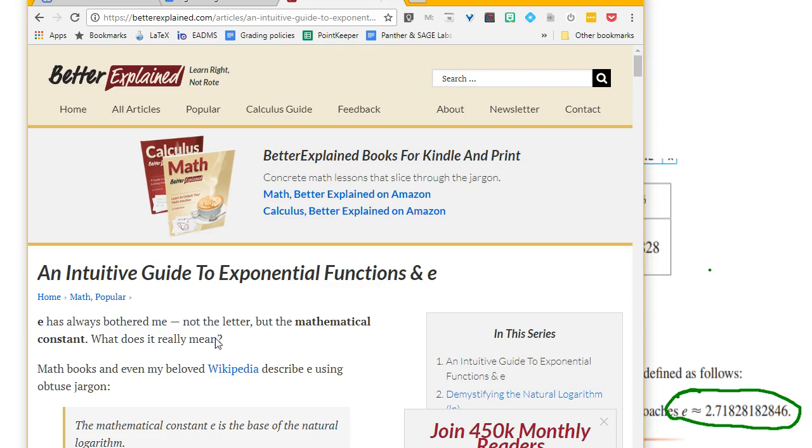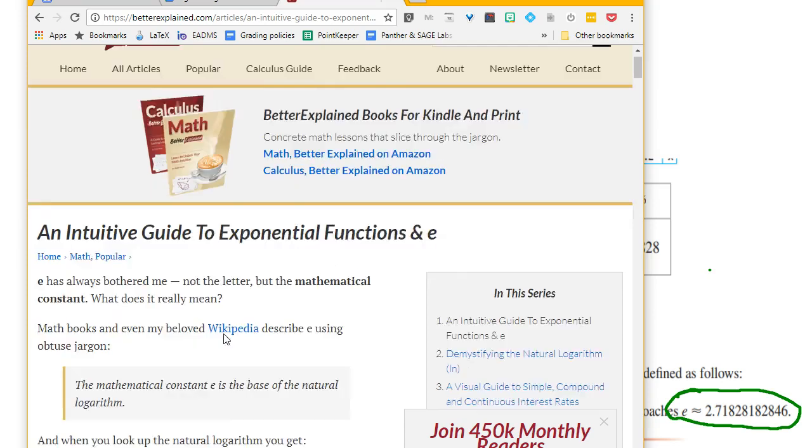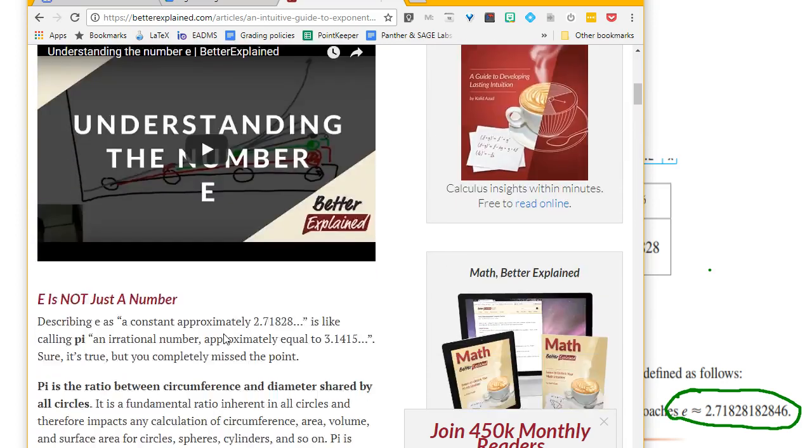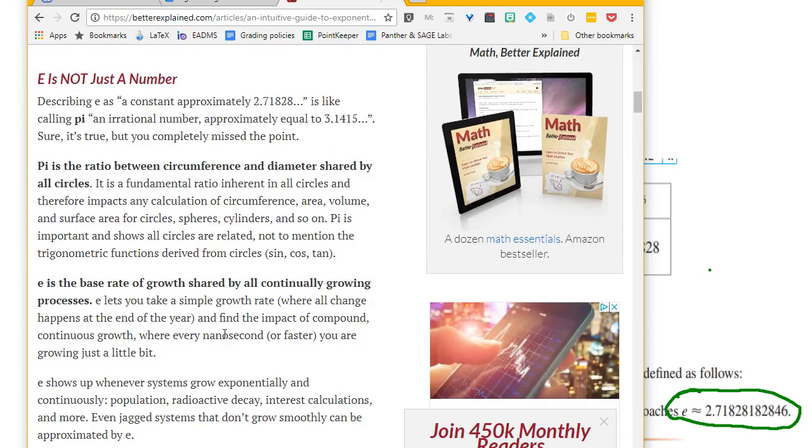All right, I found this neat web page. It's called betterexplain.com. And there was this particular article that says it's an intuitive guide to exponential functions and E. So as I was looking at this, I thought they had a pretty good explanation of what's going on with E. They say that E is not just a number.